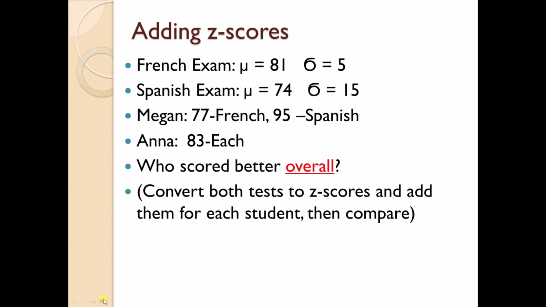So adding z-scores, since they don't have a metric, you can so long as it makes sense. So here's a Spanish exam, and here's the traditional mean and standard deviation. They're in the Greek letters, so that's for all the ones that have ever been taken. Megan scores a 77 on the French test, a 95 on the Spanish. Anna has an 83 and an 83. So who does better overall? Well, we've got to standardize both and then add them together for each student and then compare.